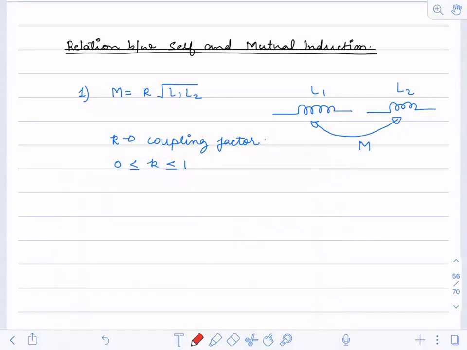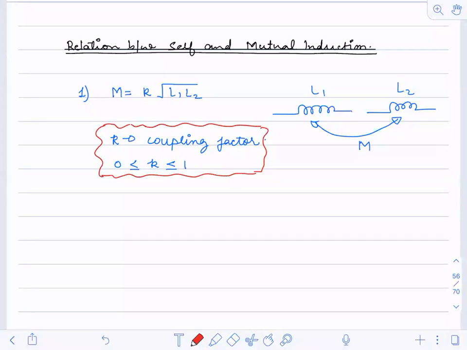Many times in exams, suppose any state exam, initially many universities and colleges used to take their own exams, like Aligarh, BHU, Jamia and all. For them, these questions were asked: What is the value of coupling factor? Between what range does it change? So the coupling factor ranges from 0 to 1.